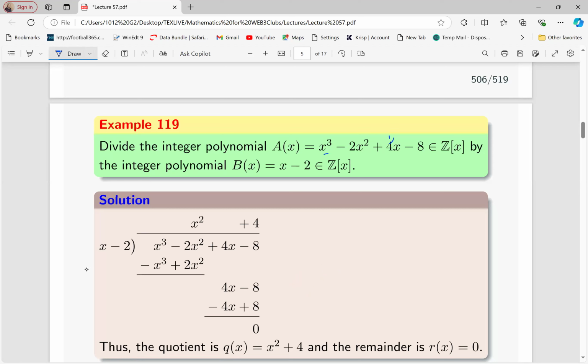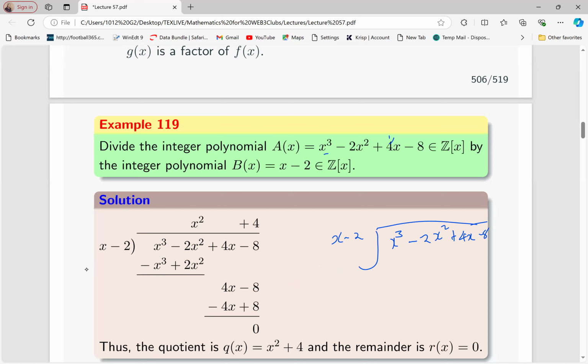Now, I want to divide x minus 2 into x cubed minus 2x squared plus 4x minus 8. So this is how we do it. This is how we've been doing it. This is just x. So I said you ask yourself, this leading term, this x, how many times does it go here? Then you find it goes x squared times.